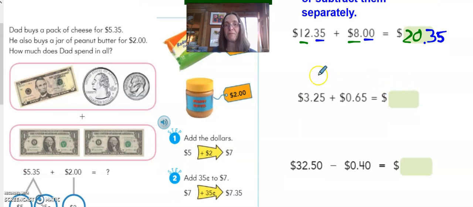All right, let's try another one. $3.25 plus 65 cents. In this case, I've got $3 here and no dollars here. So I just have to worry about, do I need to regroup here? Well, let's see. If I do 60 plus 20, that's 80, and 5 plus 5 is 10, so that would give me 90 cents. No regrouping here. This one I can totally handle. And there are my dollars, $3.90.